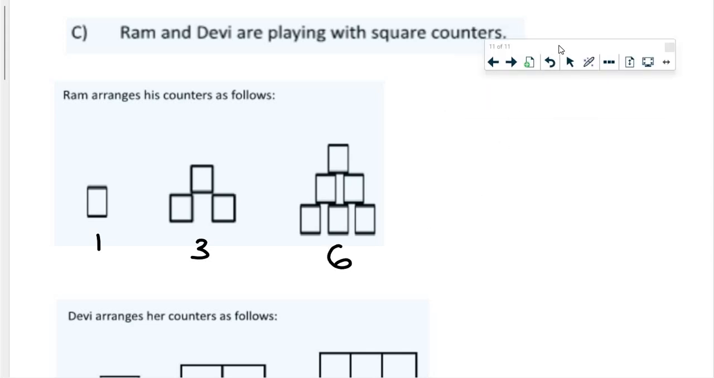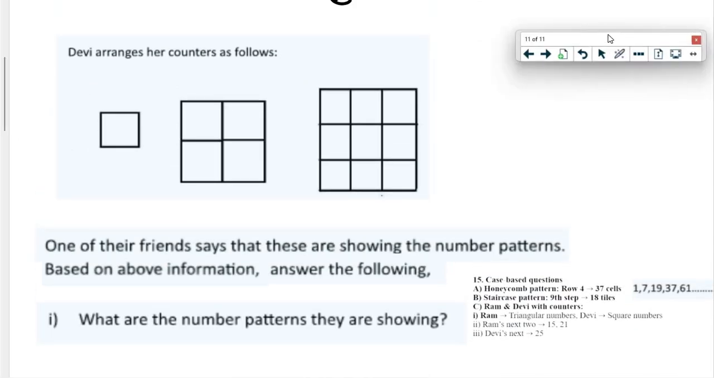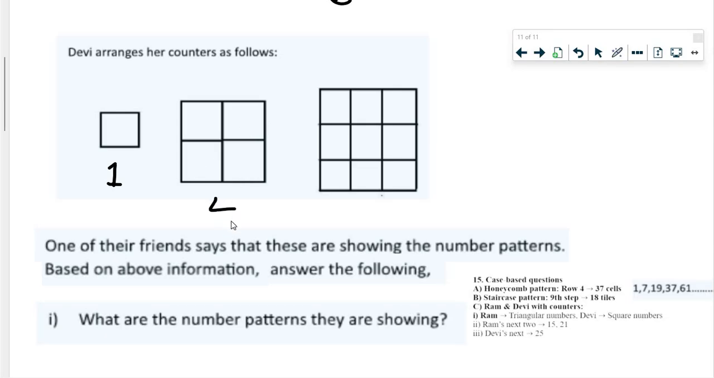Now, that is all about Ram. Devi arranges her counters as follows. How many counters are there? 1. How many counters are there? 1, 2, 3, 4. How many counters are there? 1, 2, 3, 3 into 3, 9.